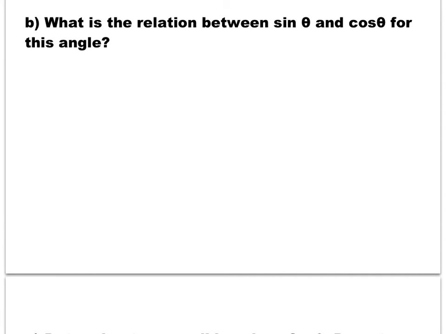The next part of the question says, what is the relationship between sine theta and cos theta for this angle? We found in part A that cos theta over sine theta is -1 over 1. If we crisscross this, we get cos theta is negative sine theta. This means that the absolute value of cos and sine are equal, but they are opposite signs. That's the relationship between the cos and sine of this angle.